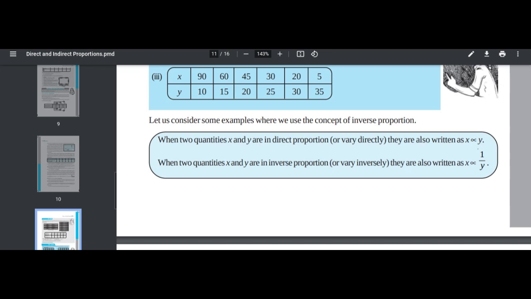If x increases, y is increasing. In which case? When x increases, y also increases. Which proportion? Direct. Very good. If x increases, y will decrease. Which proportionality is this? Inverse. Very good. Can you recall all the things we learned today?